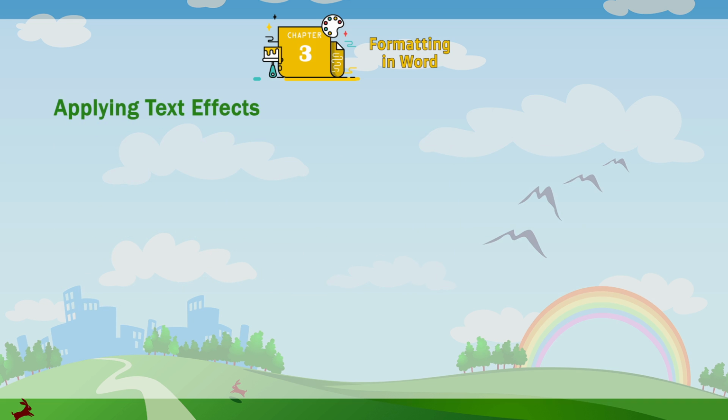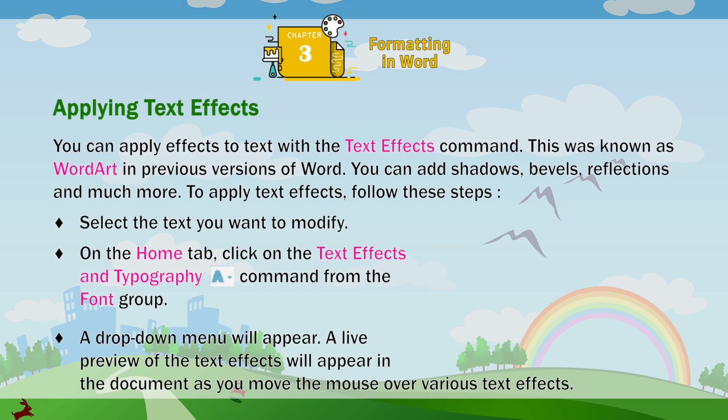Applying text effects. You can apply effects to text with the text effects command. This was known as word art in previous versions of Word. You can add shadows, bevels, reflections, and much more. To apply text effects, follow these steps.